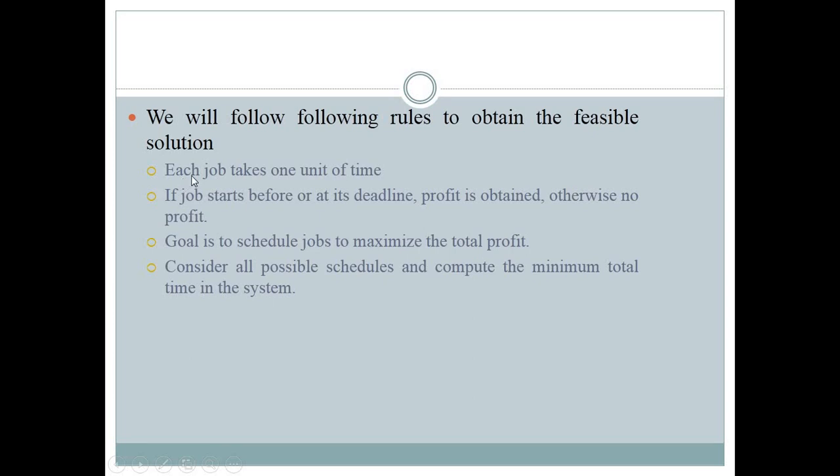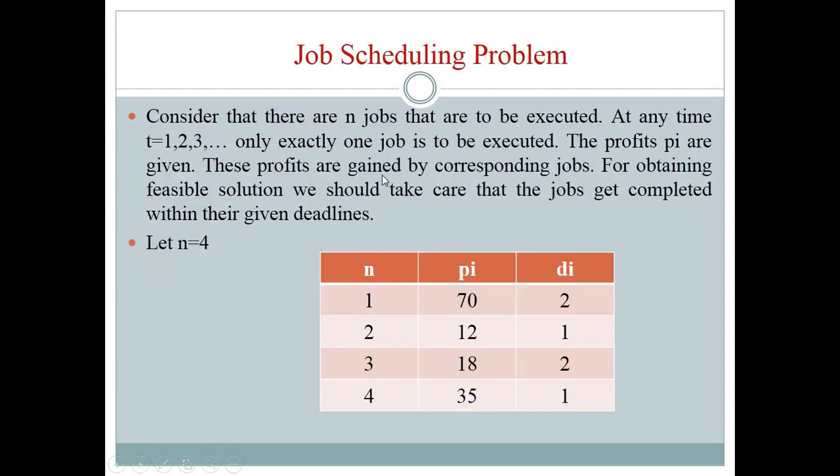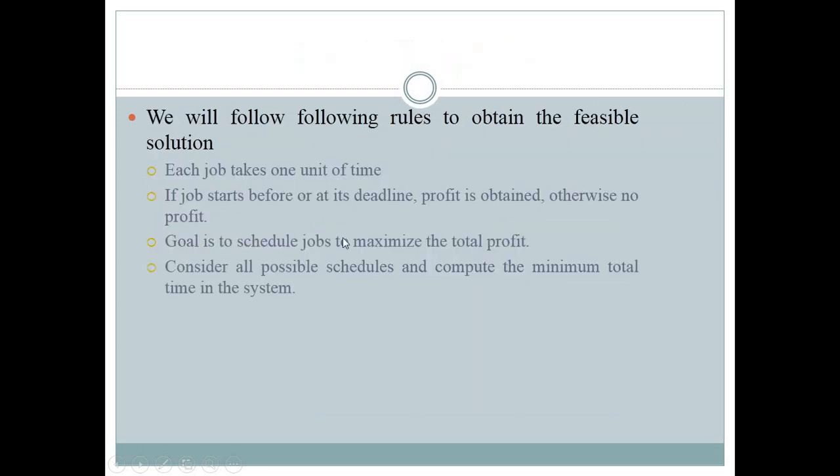The first rule says each job takes 1 unit of time. So here deadline 1 is given, so we can consider that this job can start at time 1 and it will complete at 1. That will take only 1 unit of time. If a job starts before or at its deadline, profit is obtained, otherwise no profit.